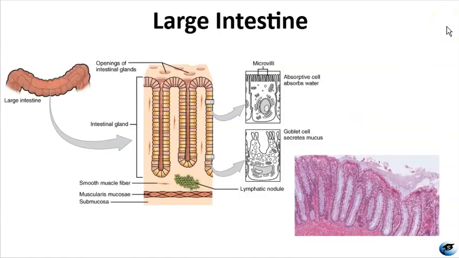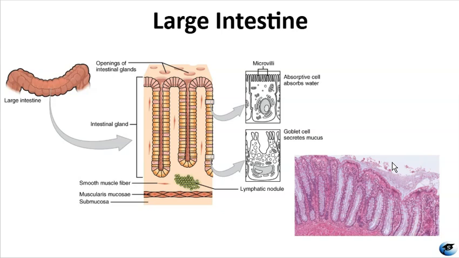balance in the body. The intestinal glands, also called crypts of Lieberkühn, open onto the surface lining and are packed with cells specialized for absorption and secretion. The absorptive cells have microvilli, just like we saw in the small intestine, to increase surface area and efficiently absorb water, while the goblet cells secrete mucus to lubricate and protect the lining as feces passes through.